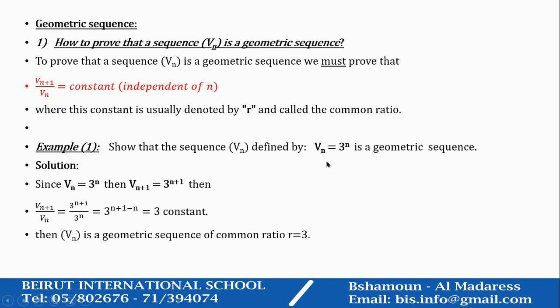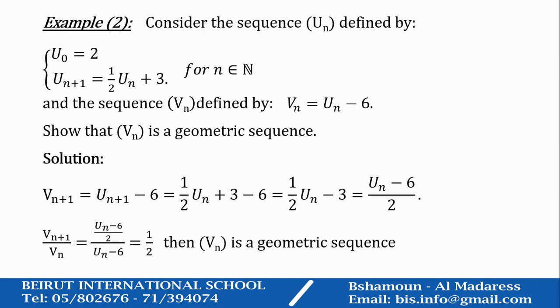Example 1, we have Vn equals 3 to the power n. To prove it is geometric, we should find a consecutive term other than Vn. Obviously, Vn plus 1 is 3 to the power n plus 1. We find the ratio of Vn plus 1 and Vn, substitute 3 to the power n plus 1 over 3 to the power n. You have the same base, you subtract the powers, you end up with 3, which is constant. So we proved that Vn is a geometric sequence of common ratio R equal to 3 in general.